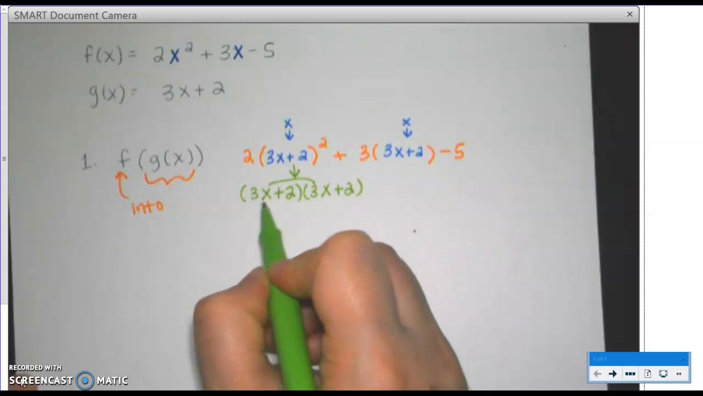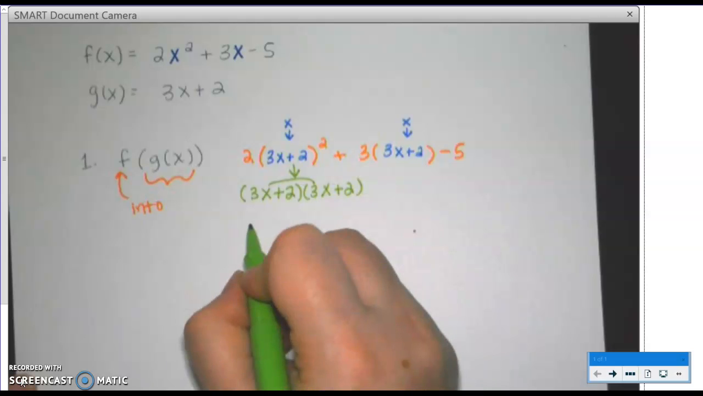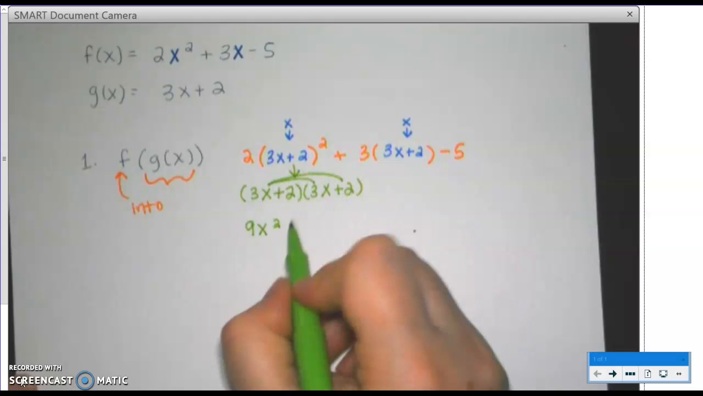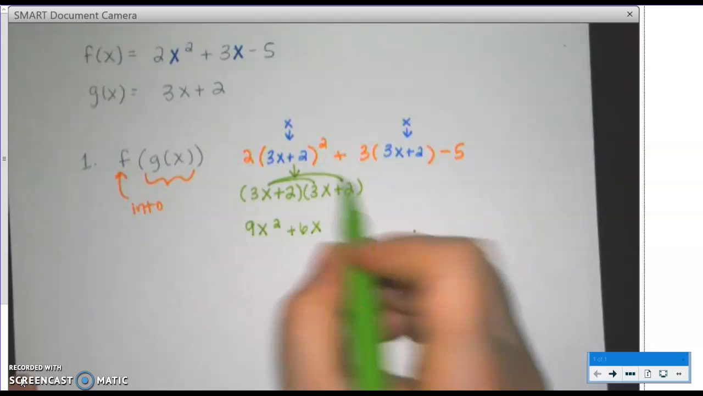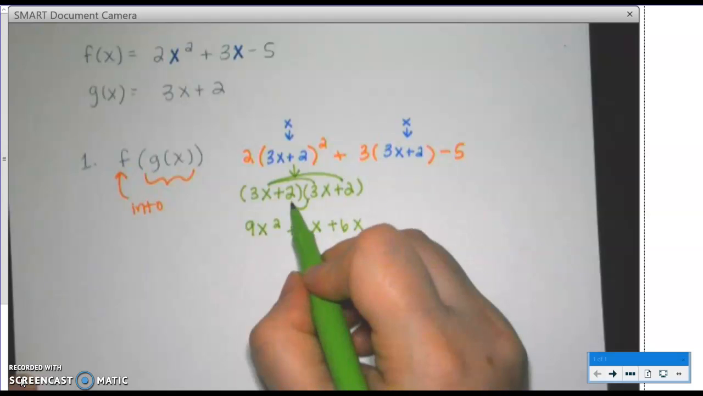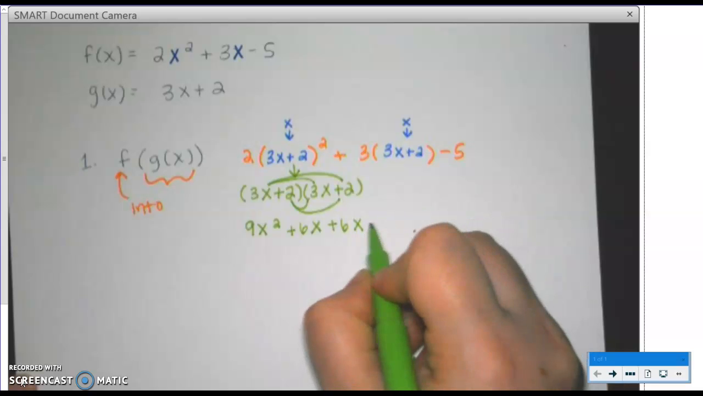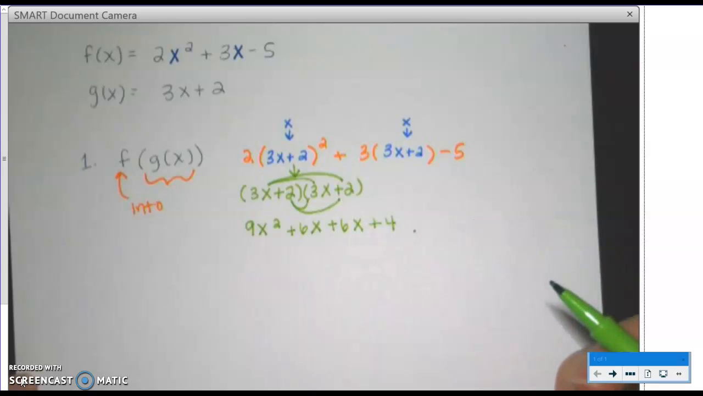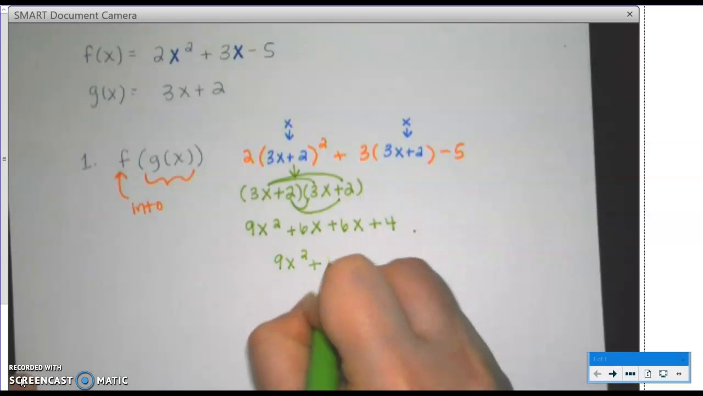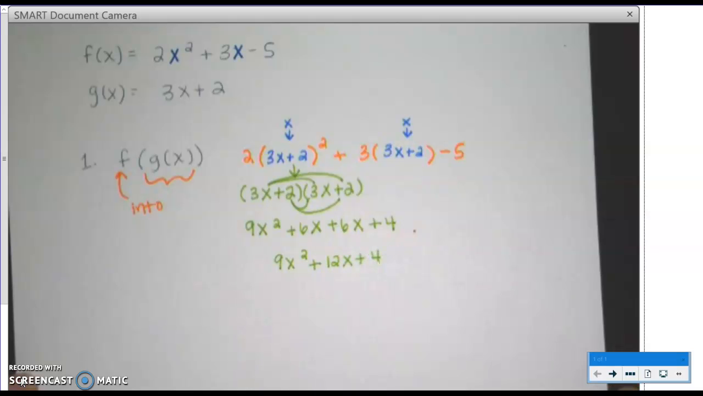So FOIL, you do 3x times 3x, you do the first ones, so that would be 9x squared. Then we do the ones on the outside. So 3x times 2 is 6x. Then we do the inside. 2 times 3x is 6x. And then the last, 2 times 2, is 4. So we multiplied the first two, the outsides, the insides, and the last. But again, you could set up a 2 by 2 box and do 3x plus 2 on both sides, and you get the same thing. So let's combine that. 6x and 6x is 12x.